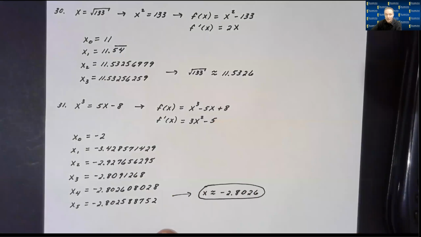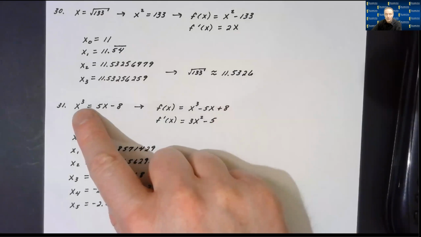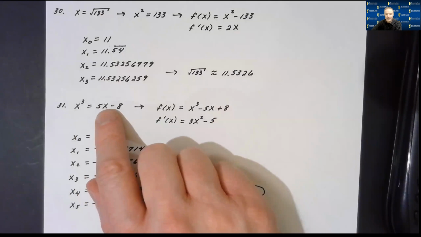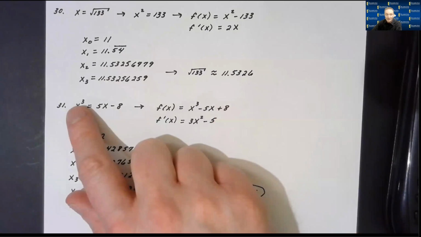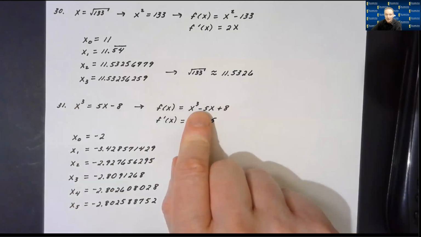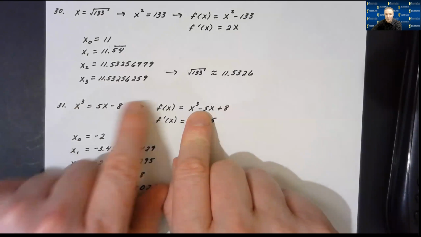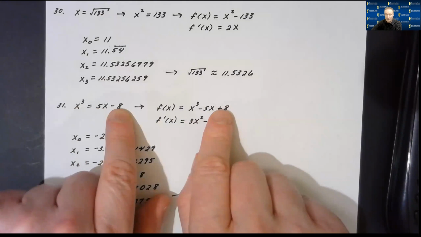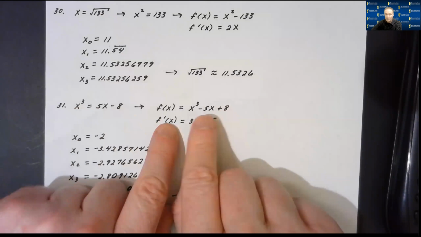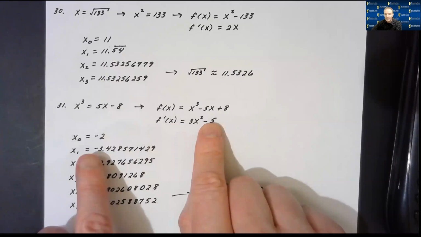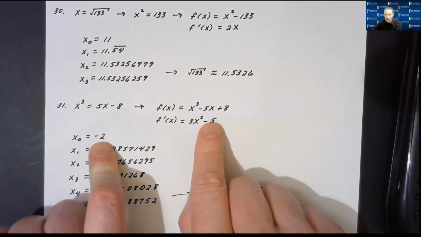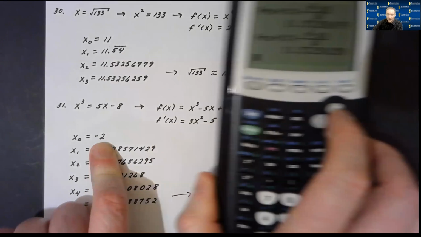Now, for the next problem, I ask you to find the root of the cubic equation x cubed equals 5x minus 8 using Newton's method. Newton's method requires a function set equal to 0. So I went ahead and moved the 5x and the 8 over with the x cubed and said f of x is going to equal x cubed minus 5x plus 8. And then f prime of x would be 3x squared minus 5.